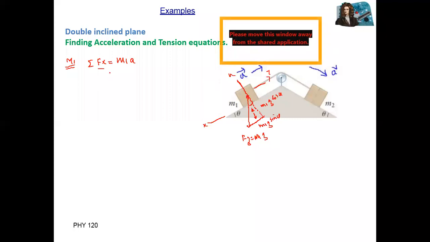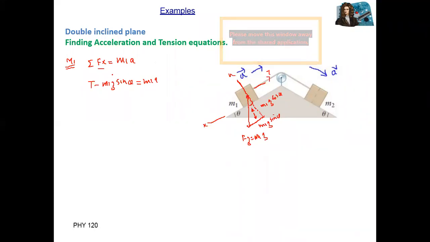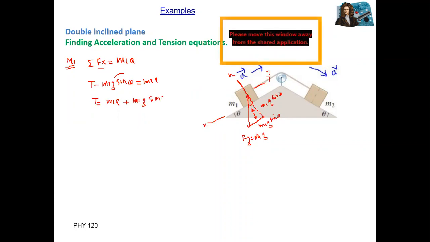So I can write tension force minus m1g into sine of theta equals m1a. Or if you transfer m1g sine theta to the other side, tension force is equal to m1a plus m1g into sine of theta. This is equation number 1 of tension.